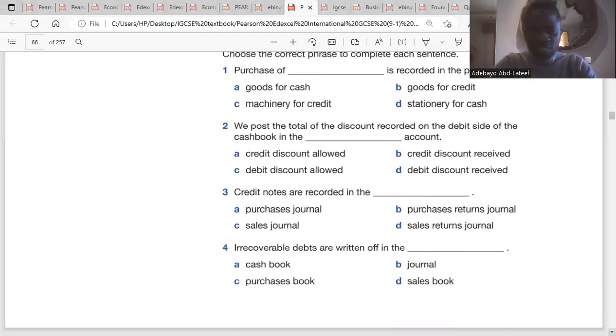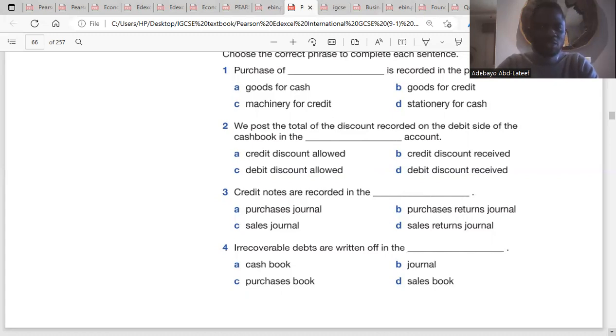We post the total of the discount recorded on the debit side of the cash book in the cash book. Here we're talking about the 3-column cash book. On the debit side of the 3-column cash book, we have the date, the details, the folio, discount allowed on the debit side, then cash, bank.